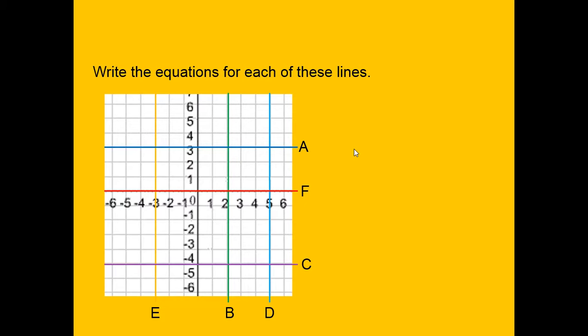Okay, so let's go through the first one, A. A would have to be y is equal to 3. Why? Because if you pick any coordinate on that line there, the y coordinate would be 3. So therefore, that is going to be y is equal to 3.